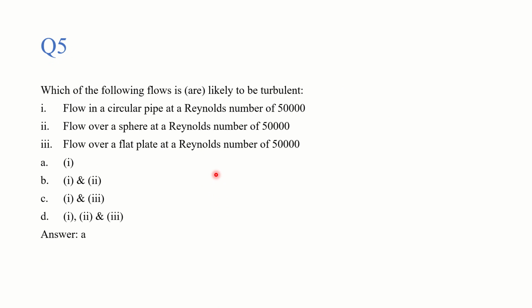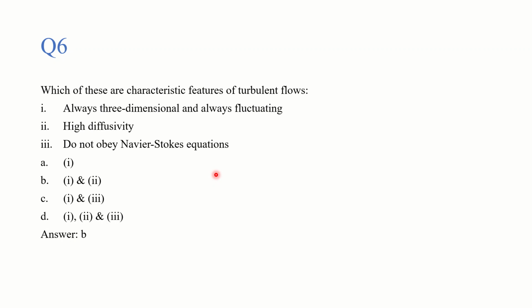Which of the following are likely to be turbulent? For a circular pipe, the critical Reynolds number is 2000. For flow over a sphere, it is 2 lakh. For flow over a flat plate, it is 5 lakhs. So for a circular pipe, 2000 and more is turbulent, so 50,000 comes in that range. The answer is flow in a circular pipe with Reynolds number of 50,000 is turbulent. Now we go to the sixth question.